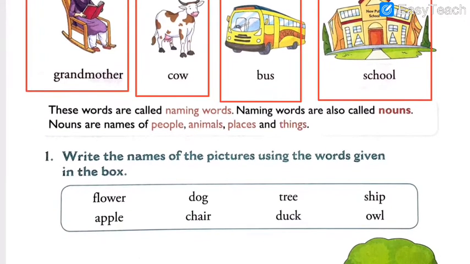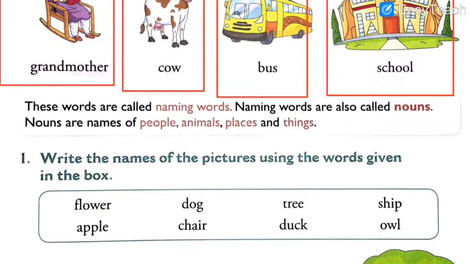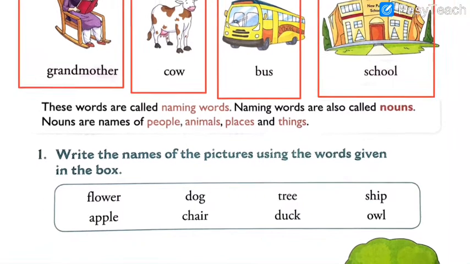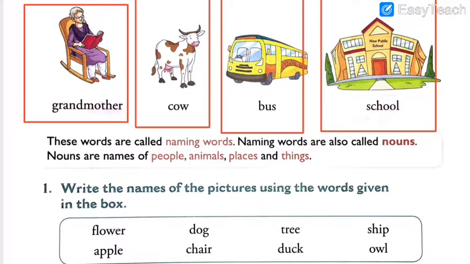So let's see what is written below. These words are called naming words. Naming words are also called nouns. So nouns are the names of people, animals, places and things. So my dear students, the words written below the pictures are the naming words. They are the names of something.